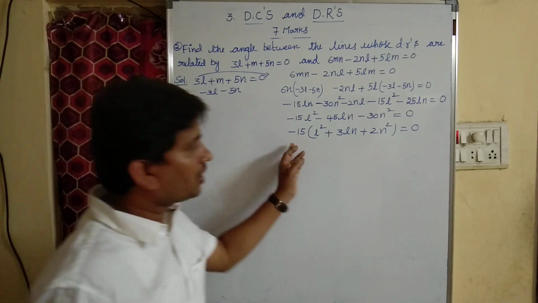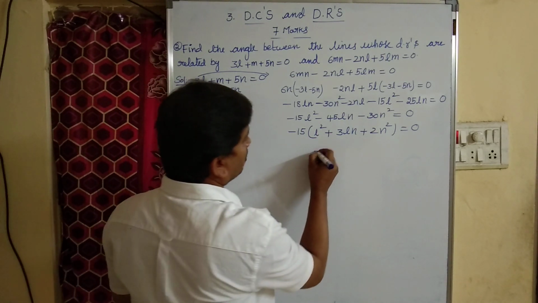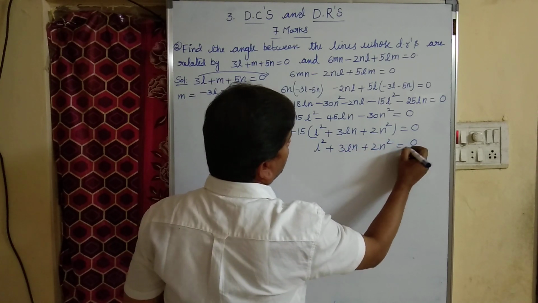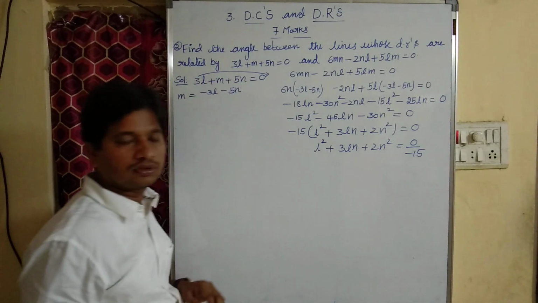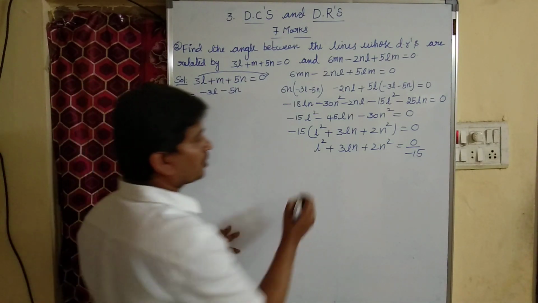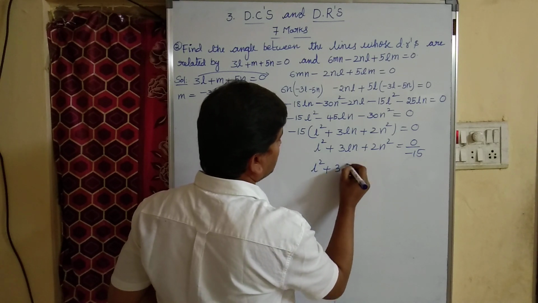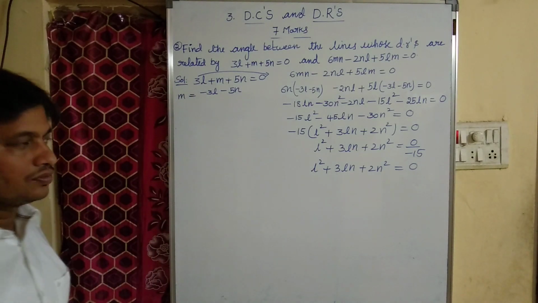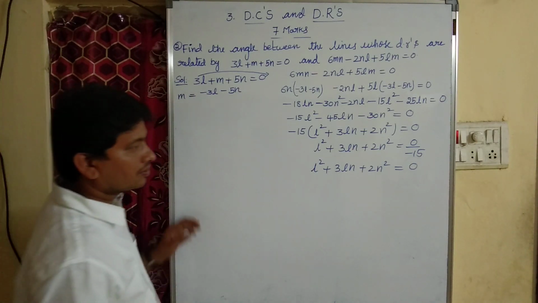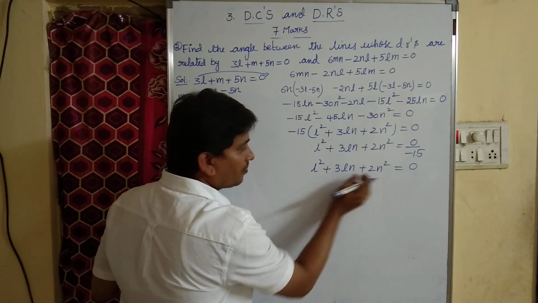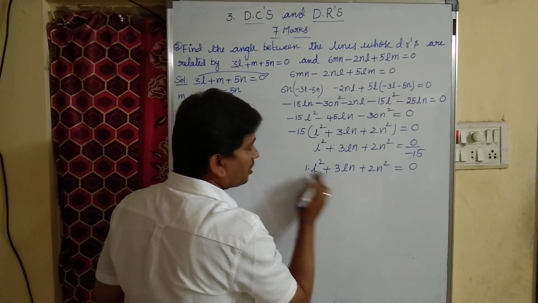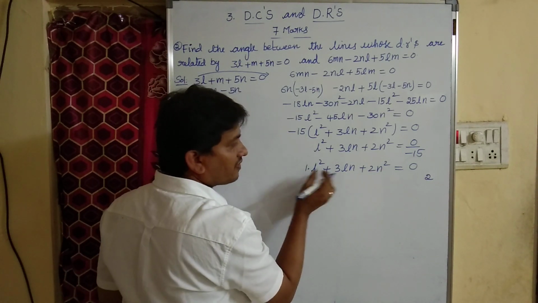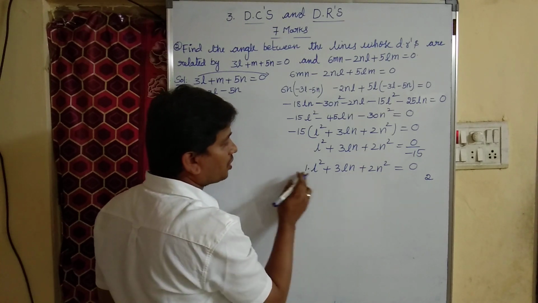As minus 15 is multiplying here, if I transpose, l square plus 3 ln plus 2n square equal to 0 by minus 15. So 0 by something? 0 only. So we got l square plus 3 ln plus 2n square equal to 0. Right? Now factorization. Here the term is 2n square and here nothing, means 1. 2n square into 1, 2n square. Okay? 2n square into l square, 2n square l square. Let us multiply constants, 2 into 1, 2.